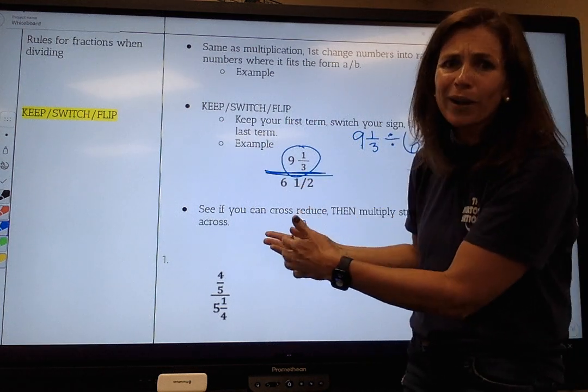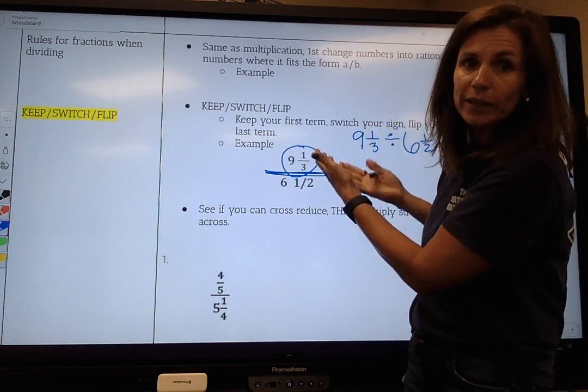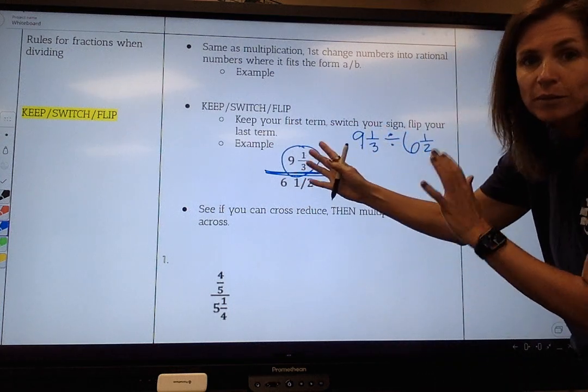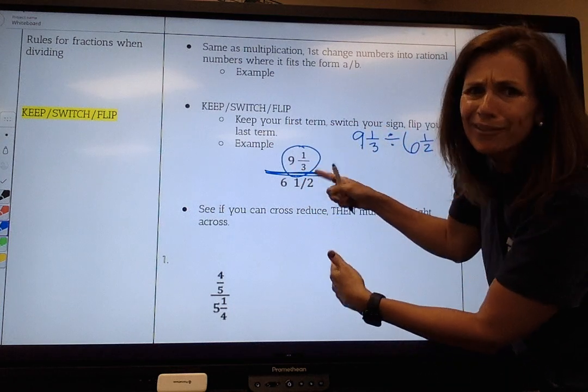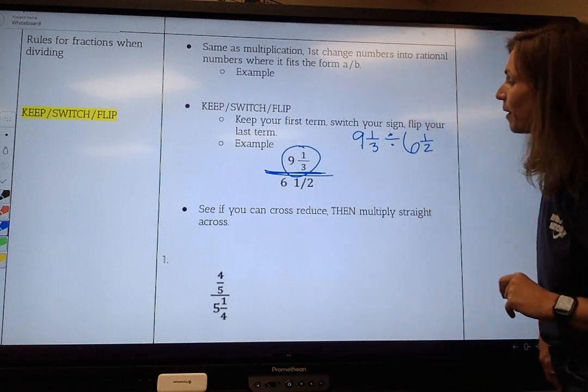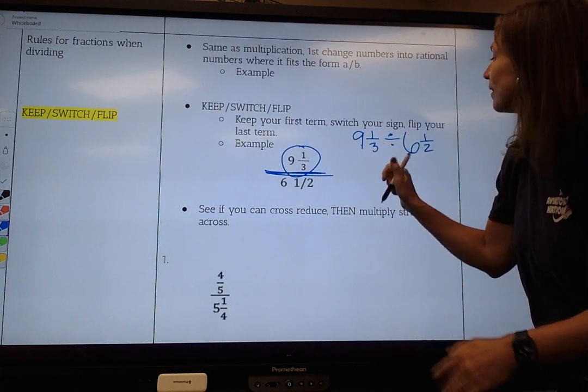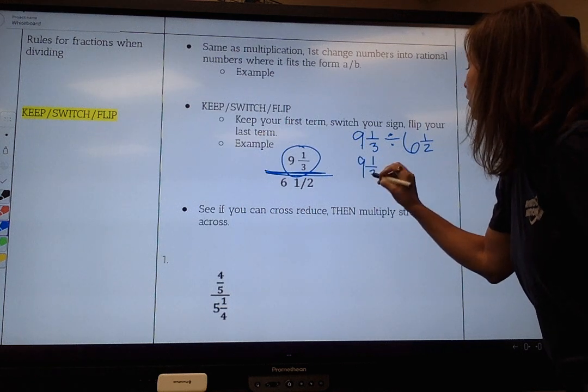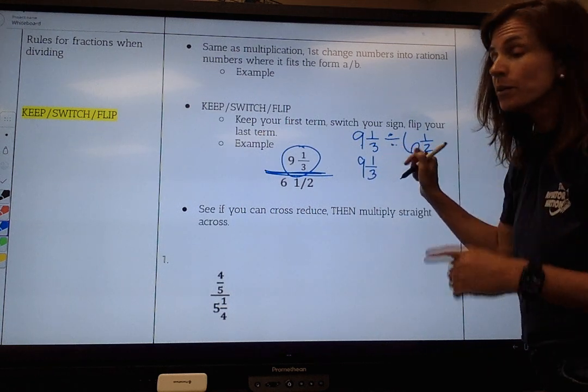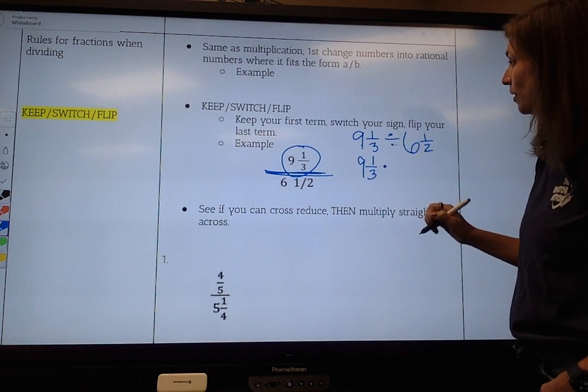Okay, so first I'm going to write it like we normally look at it. So division, fraction means division. Remember, you can never have a fraction on a fraction. Doesn't make sense in math. So 9 and 1/3 divided by 6 and 1/2. So keep it, 9 and 1/3. Switch your sign from division to multiplication.